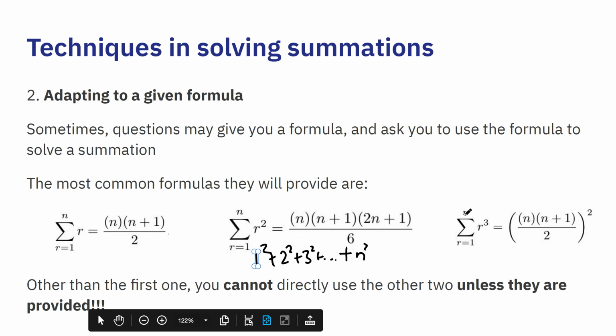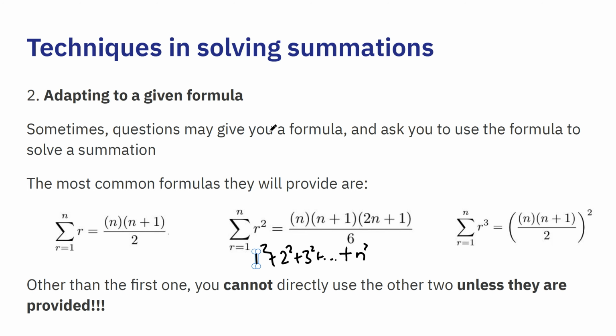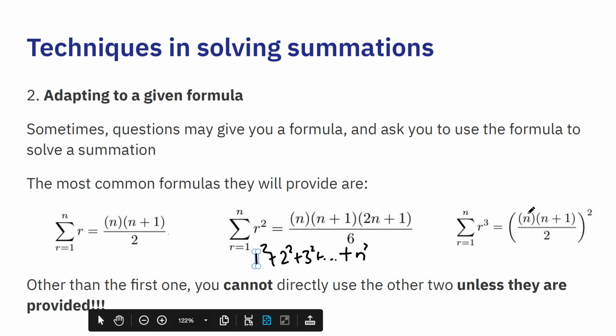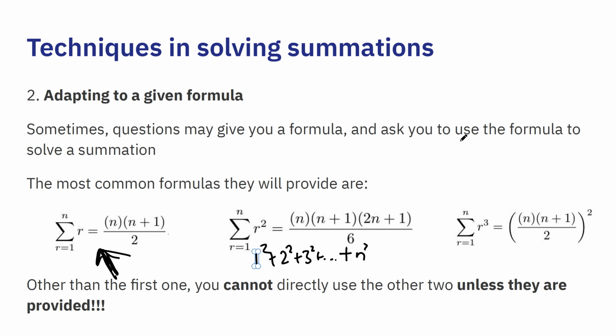So other than this, sometimes the questions will give you a formula and ask you to use this formula to solve the summation. You don't have to memorize these two formulas because they cannot be quoted. You can only quote this formula over here. So other than the first formula here, you cannot directly use these other two formulas unless they are provided in the question, and they'll probably ask you to use it to solve the summation.